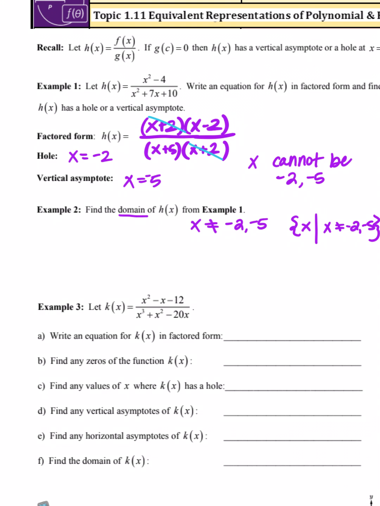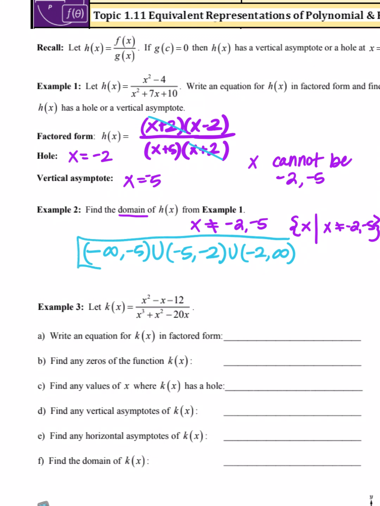But the preferred way is instead to use intervals. So x can be anything from negative infinity up to negative 5, but not equal to, and negative 5 to negative 2, but not equal to, and negative 2 to infinity. So that's the better way to write our domain. Use interval notation. Just wanted to expose you to that set notation off to the side in purple.